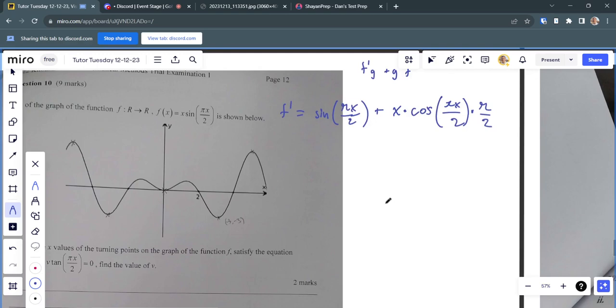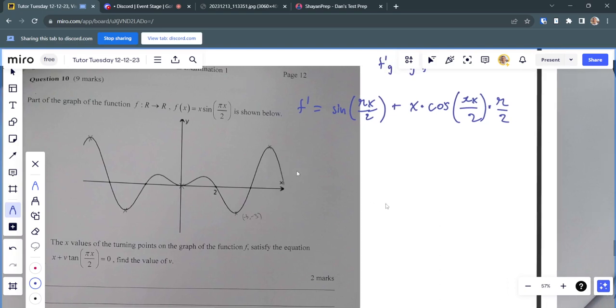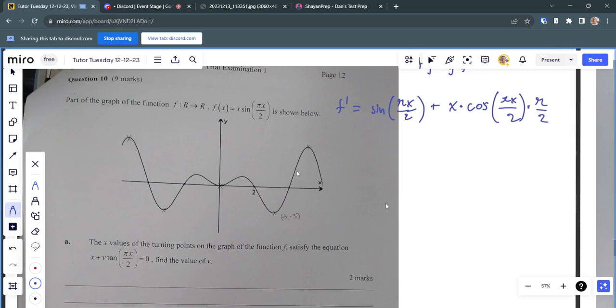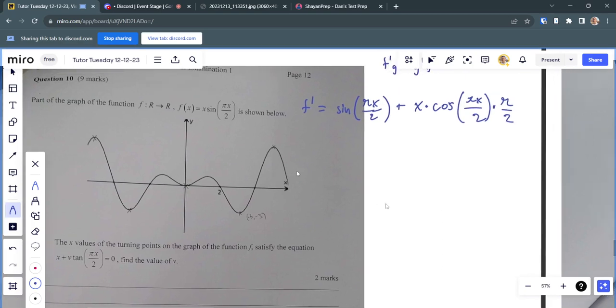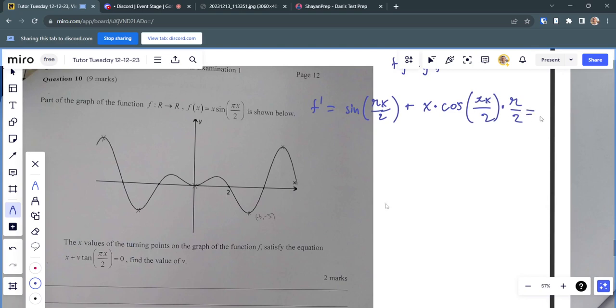All right, so we have the first derivative. And if we want the first derivative to equal 0, I guess what we could do is simplify everything by dividing by cosine of pi x over 2, because then that could cancel out for us. If we divide this by cosine of pi x over 2, that becomes tangent.